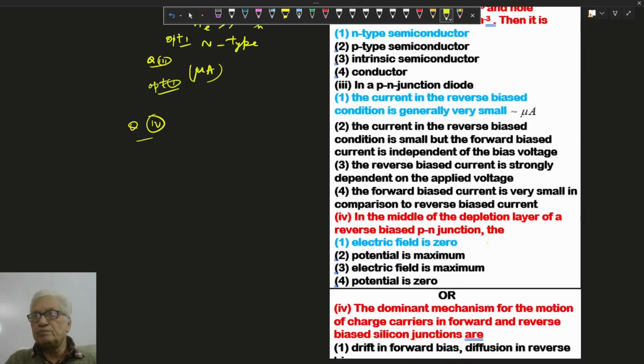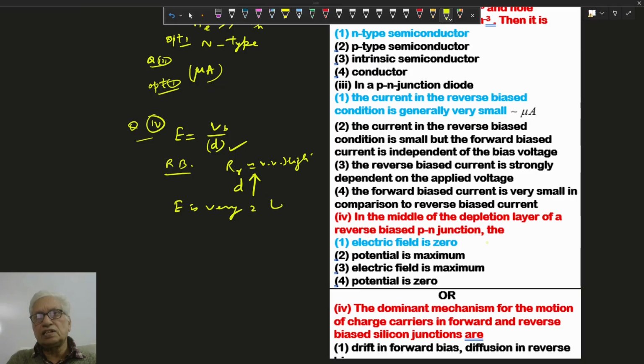Question 4. In the middle of the depletion layer of a reverse biased PN junction diode, the electric field is given by the voltage across the barrier divided by the depletion width. But in reverse biasing, resistance is quite high, of the order of mega ohms, ideally infinite, and the depletion width increases. Because of the increase in depletion width, the electric field is very weak, very less or almost zero. So the option here is 1.